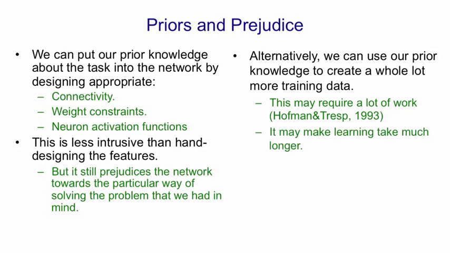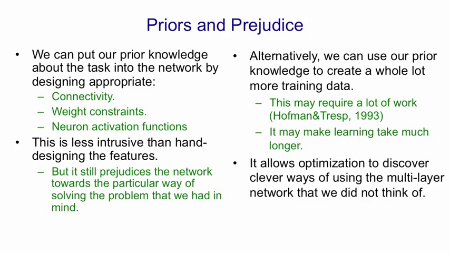Of course, if you generate a lot of synthetic data, it may make learning take much longer. So in terms of the speed of learning, it's much more efficient to put in knowledge by using things like connectivity and weight constraints, as was done in LeNet 5. But as computers get faster, this other way of putting in knowledge, by generating synthetic examples, begins to look better and better. In particular, it allows optimization to discover clever ways of using the multilayer network that we didn't think of. In fact, we might never fully understand how it does it. If we just want good solutions to a problem, that might be fine.